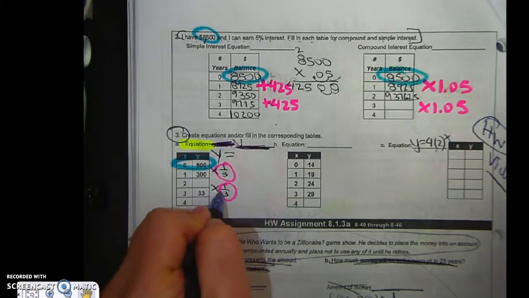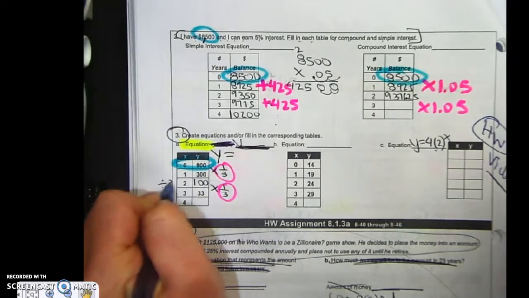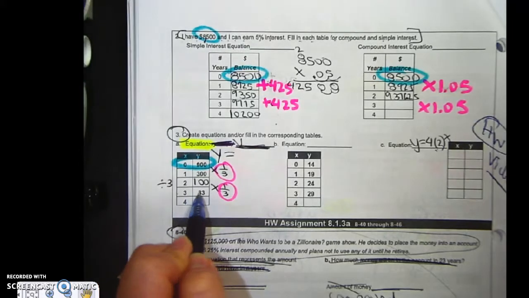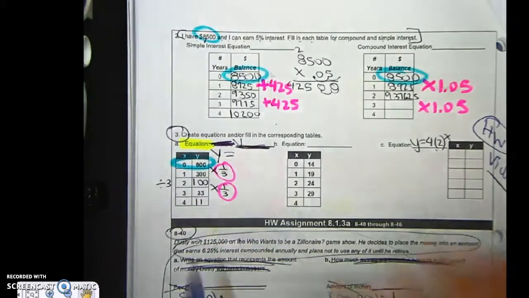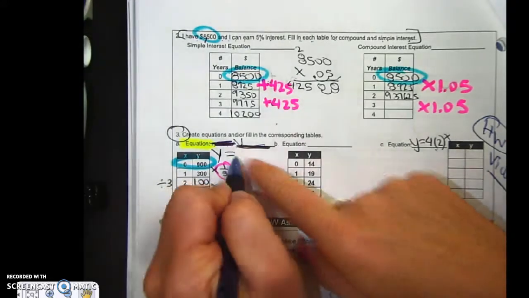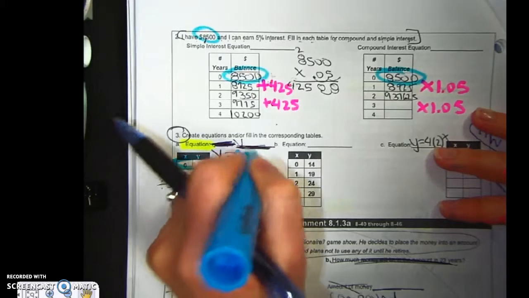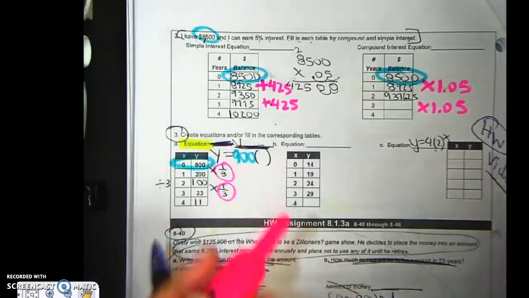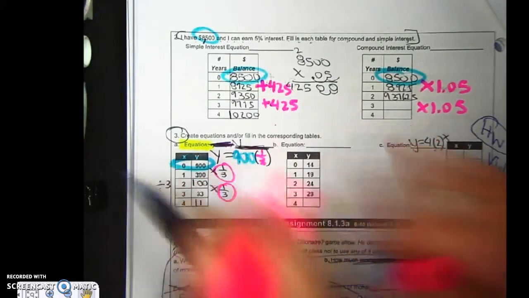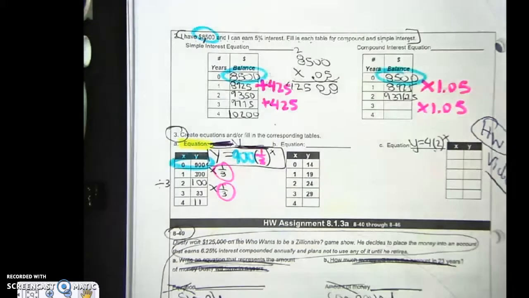300 times 1/3, which means 300 divided by 3, 100. So I'm really dividing by 3 in my head. 33 divided by 3, 11. Now I'm going to write this. So I start with my start, just like I did before. 900 times 1/3 to the x. And there's my equation for that one.